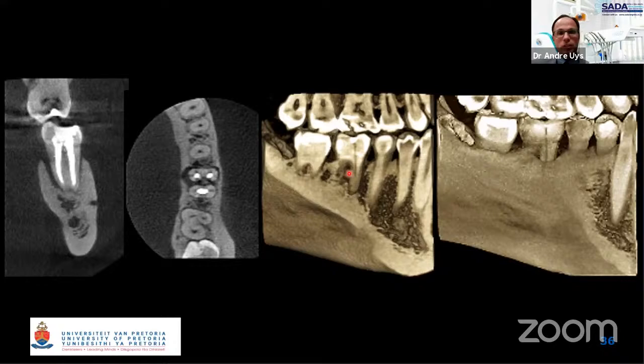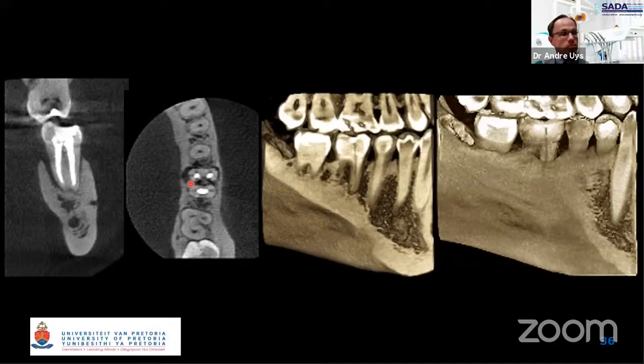Now, something to remember is that fractures will only be visible if the fracture is larger than the voxel size used to reconstruct the image. Otherwise, we won't really see the fracture lines. This is also quite nice because there's not a lot of scatter around this root canal treated tooth. And that's why it was quite easy to diagnose that fracture.